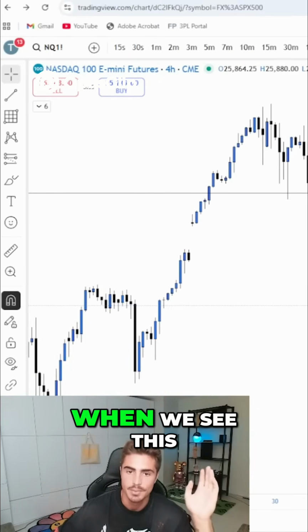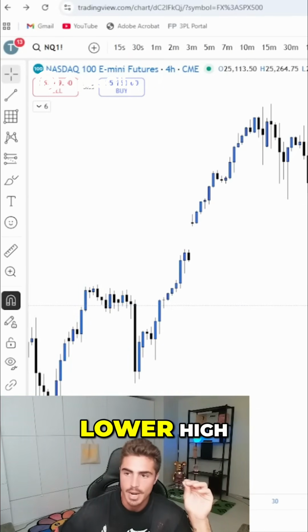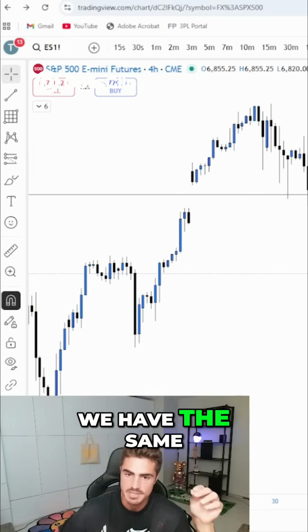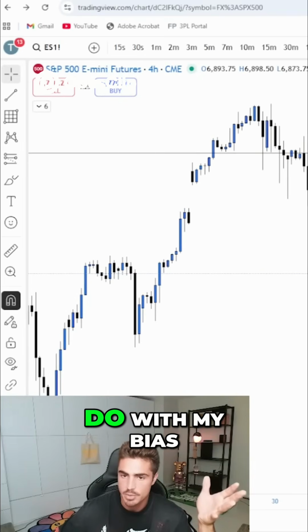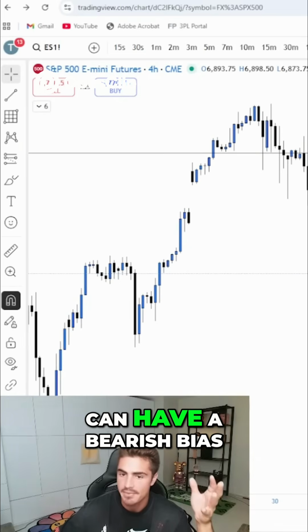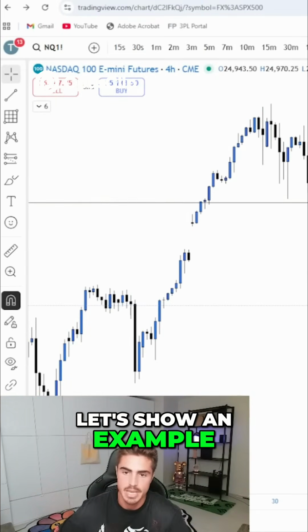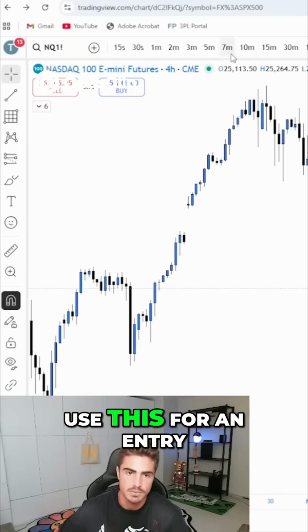So again, when we see this high and then a lower high on the NASDAQ, and then on the S&P 500 we have the same high and then a higher high, awesome. What can that give me the ability to do with my bias for that day? I can have a bearish bias. Let's show an example on the low time frames of how we can use this for an entry.